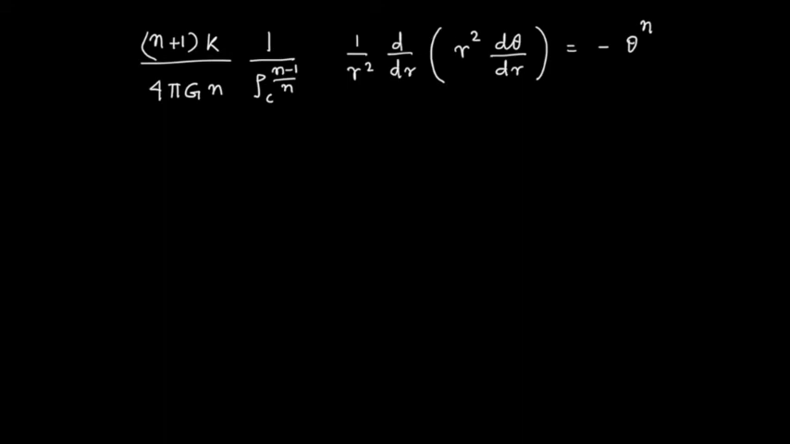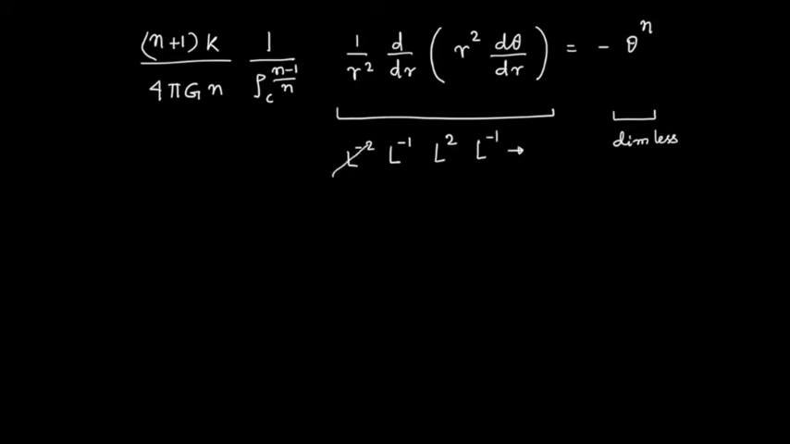Let's look at the dimension of different sides. So this is dimensionless, theta is dimensionless. Here, first term is L to the minus 2, then L to the minus 1, then r square is L to the 2, and then again I have L to the minus 1. So the full dimension here is L to the minus 2, which means this entire quantity has a dimension of L square.